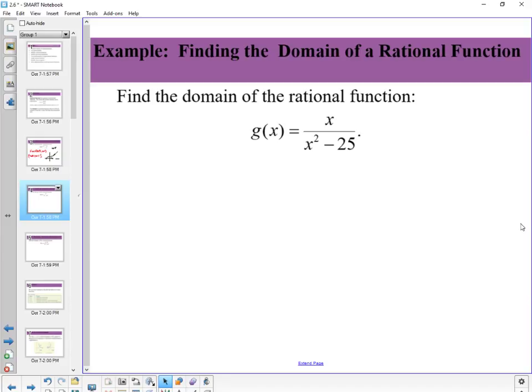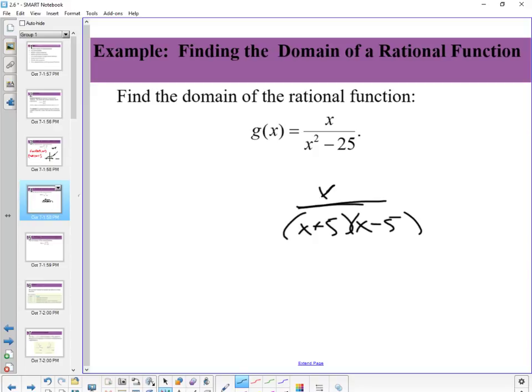Gunnar, Gary, thank you for participating. What did you get for a domain, please? Well, it could be something. So you got... You have this? Yeah. So let's talk about that, okay?